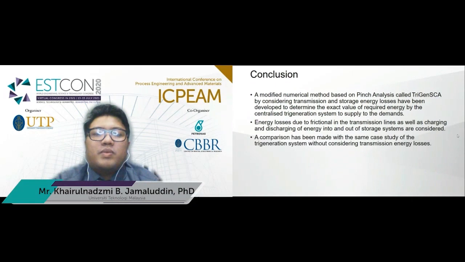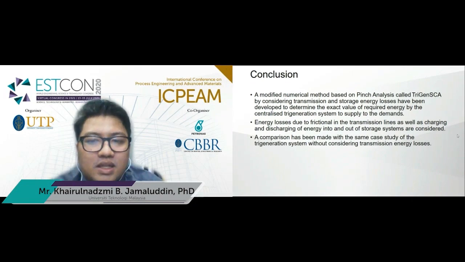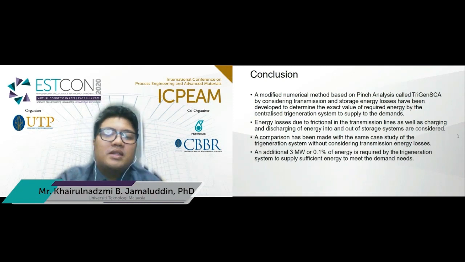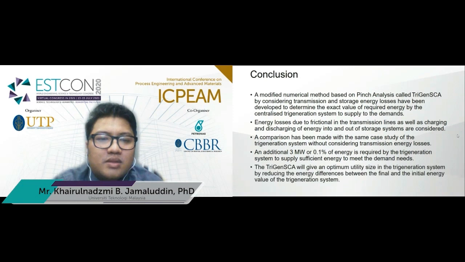The energy losses due to friction in transmission, as well as charging and discharging of energy into and out of the storage system, are considered. And also a comparison has been made with the same case study of the trigeneration system without considering transmission energy loss. And the result shows that an additional 3 megawatt or 0.1% of energy is required by the trigen system to supply sufficient energy to meet the demands. And the trigen also will give an optimal utility size by reducing the energy differences between the final and initial energy value in the trigen system.